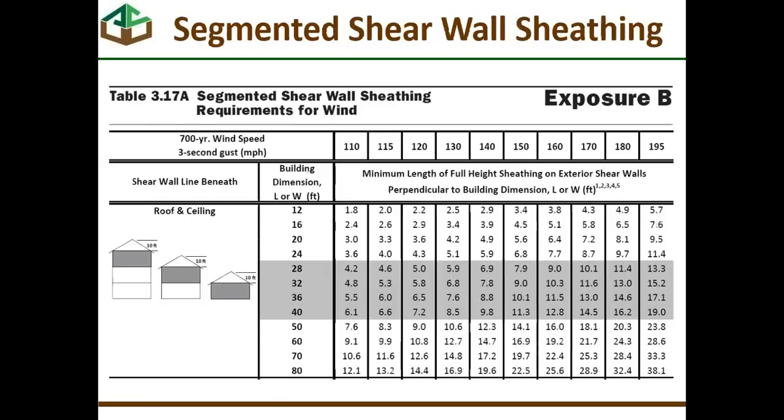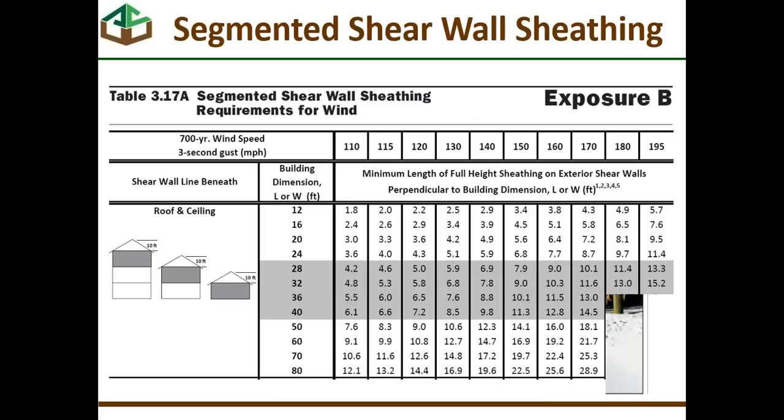And then there's a segmented shear wall sheathing method that tells you what the minimum height of full-height sheathing on exterior walls is, perpendicular to various building dimensions. So you see the illustrations over here in the left-hand column with building dimensions in this column, and it will tell you what the minimum height of that sheathing needs to be in order to resist shear across these various wind speeds.